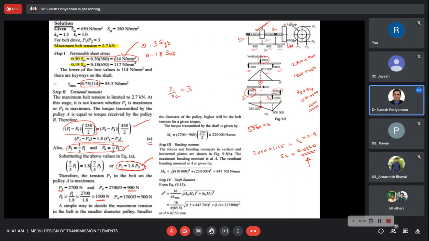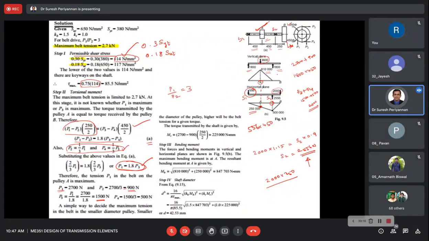556 into 450 mm, because it is in the downward direction, right? Hence, this is the bending moment acting at the point A. Now you can take the bending moment at the support, the bending moment at this point. What is the bending moment? I can take 2000 into 250.